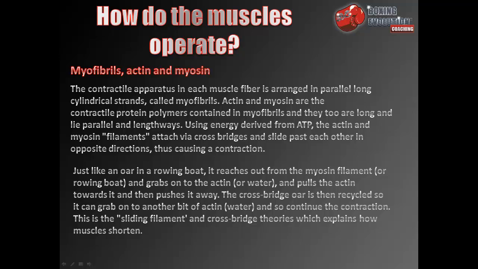Just like an oar in a rowing boat, it reaches out from the myosin filament or rowing boat and grabs onto the actin or water and pulls the actin towards it and then pushes it away. The cross bridge oar is then recycled so it can grab onto another bit of actin and so continue the contraction. This is the sliding filament and cross-bridge theories which explain how muscles shorten.